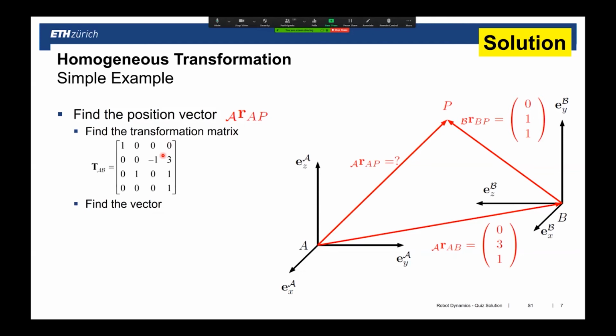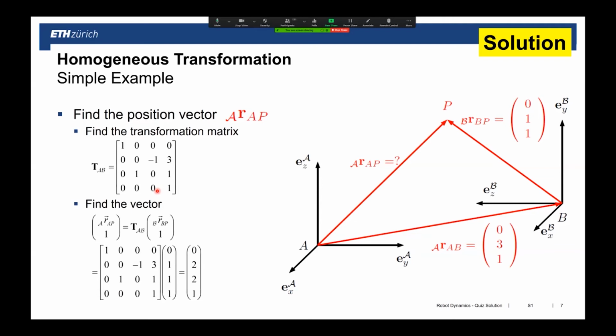Then what we have here on the top right is the offset, which is given already. So r_AB in A. And then if you have to find the vector, all you have to do is you just multiply this with this 0, 1, 1 vector here, filled up with a 1, and you end up with your rotated and shifted position vector r_AP in A.